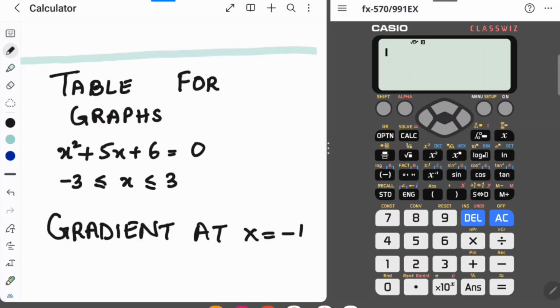For example, for the same question, there is a part that asks to find the slope at x equals minus 1. For the same equation, you know that it comes in the paper. Then what do you do? You differentiate or find the derivative of the equation with the help of the calculator. You just press shift and this d upon dx button, and then write down the equation, x square plus 5x and then plus 6.